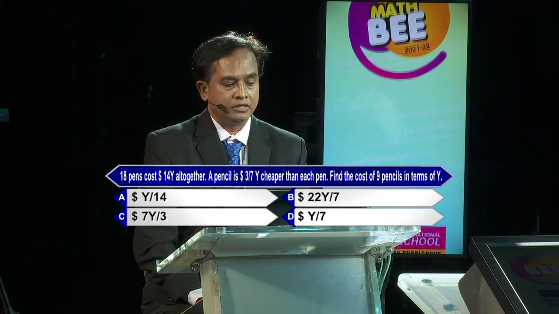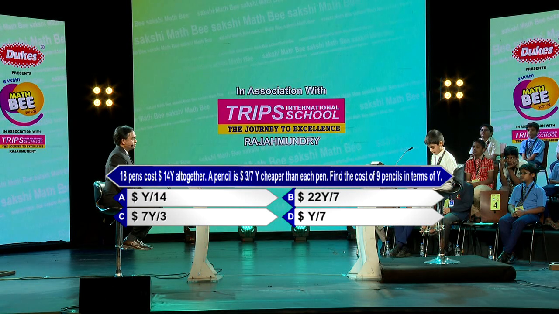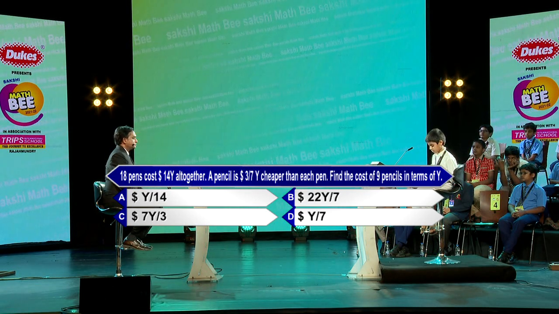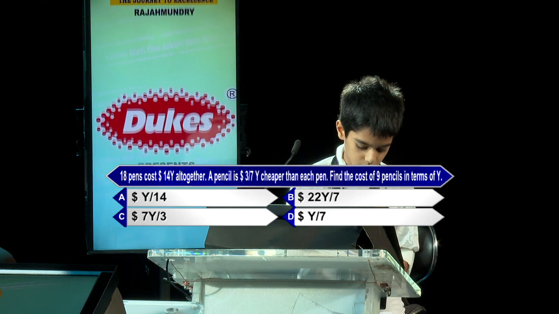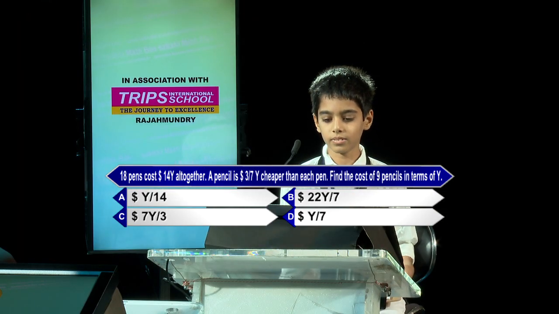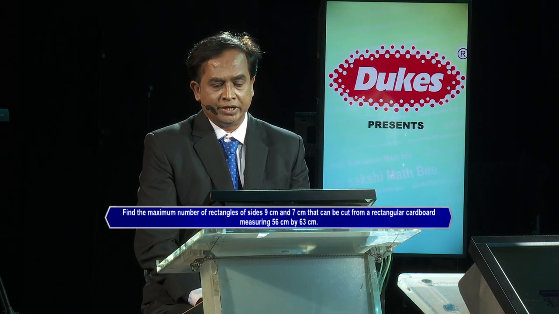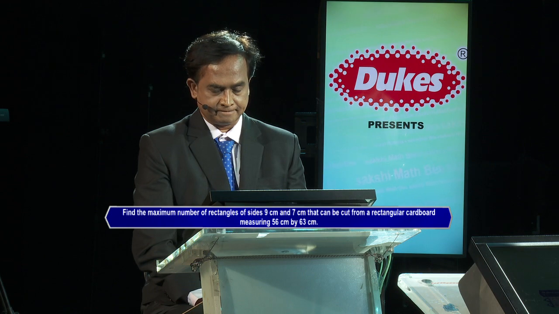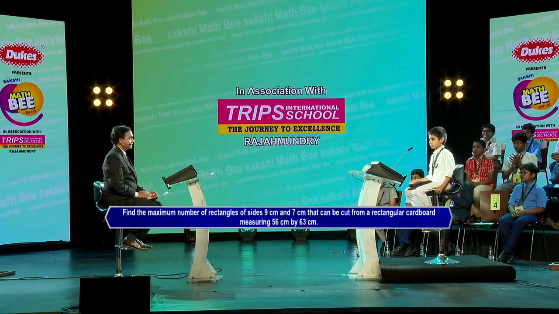Your options are A, Y/14, B, 22Y/7, C, 7Y/3, D, Y/7. Kindly lock option B, 22Y/7. Brilliant. 22Y/7 is the correct answer. Well done.